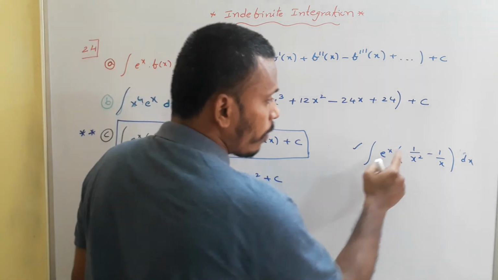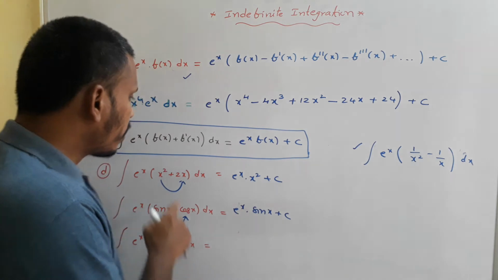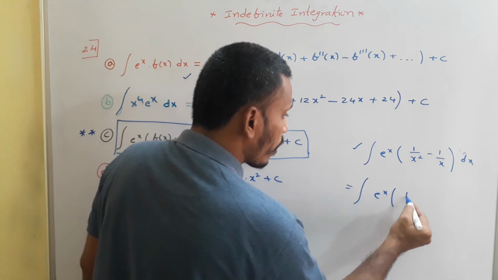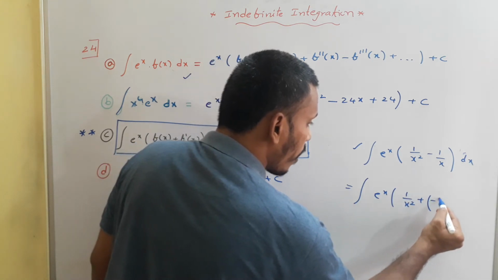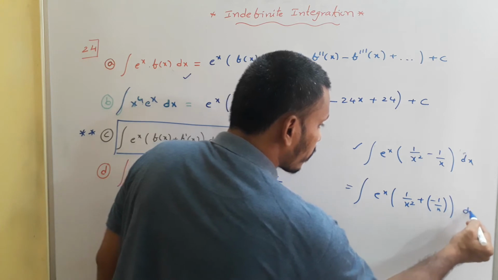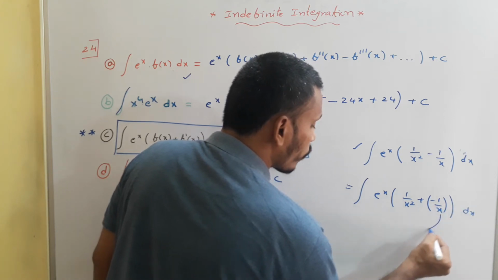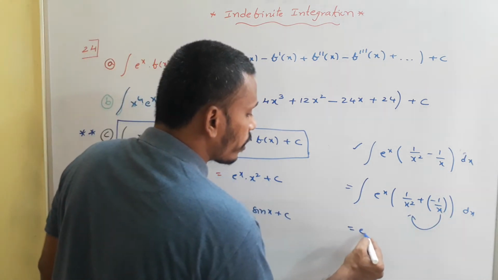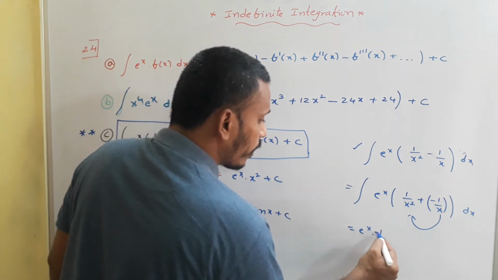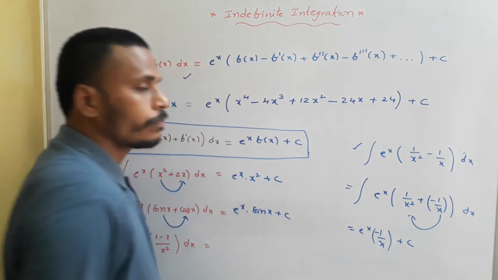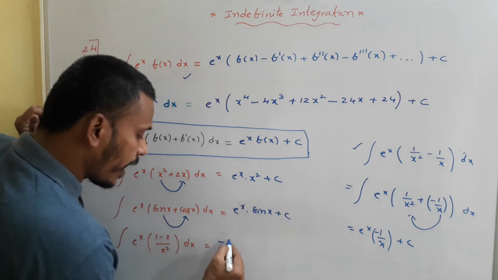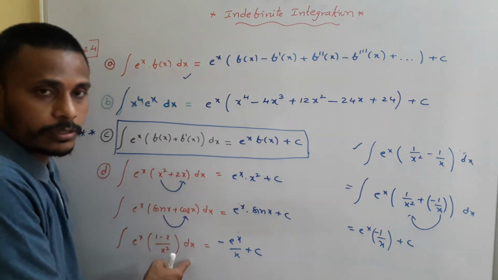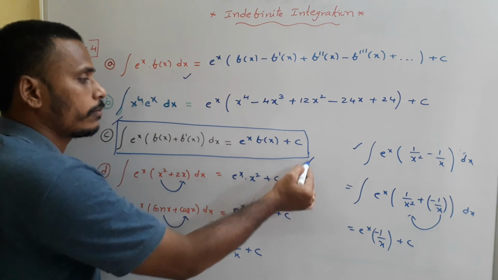But here we don't have a minus sign. But this is f of x plus f dash of x, right? And that's why I will rewrite it like this: e power x into 1 by x square plus of minus 1 by x dx. Now if you take this minus 1 by x as the function, its derivative is 1 by x square. So function and its derivative along with e power x generates e power x into that function, minus 1 by x, plus c. So for this bit, your answer is minus e power x by x plus c. To answer these types of questions, this rule helps a lot.